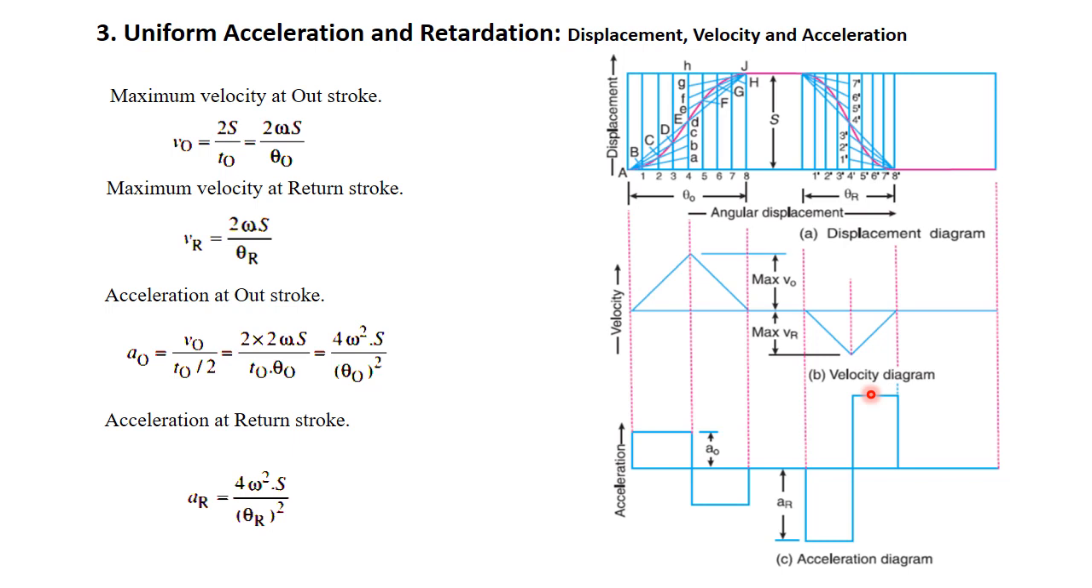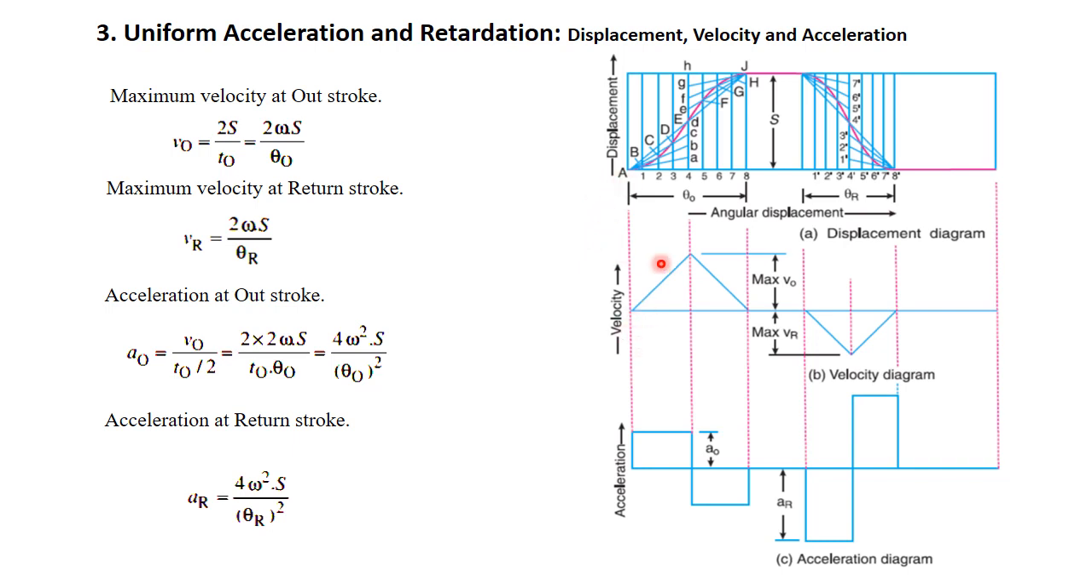So before that, let us go through this displacement, velocity and acceleration diagram. Here this is the displacement diagram where theta naught is the angle turned during outstroke, theta r is the angle turned during return stroke, and this is the total stroke, that is the displacement of the follower.